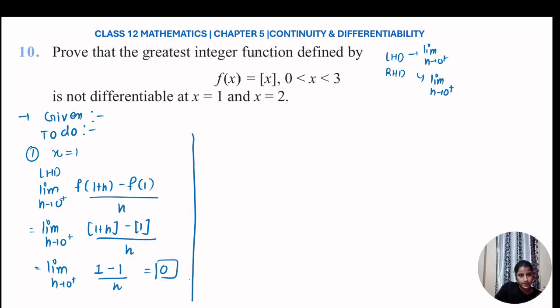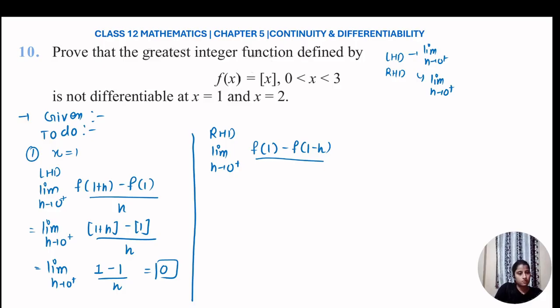Now let's move to your right hand derivative. So what is your right hand derivative? For the right hand derivative, you have the limit of h tends to 0 positive. See, the same thing that I have told you: here you have f of 1 plus h minus f of 1, right? And here what you always take is f of 1 minus f of 1 minus h. To take the negative, you have taken your minus h here. So your work is done.